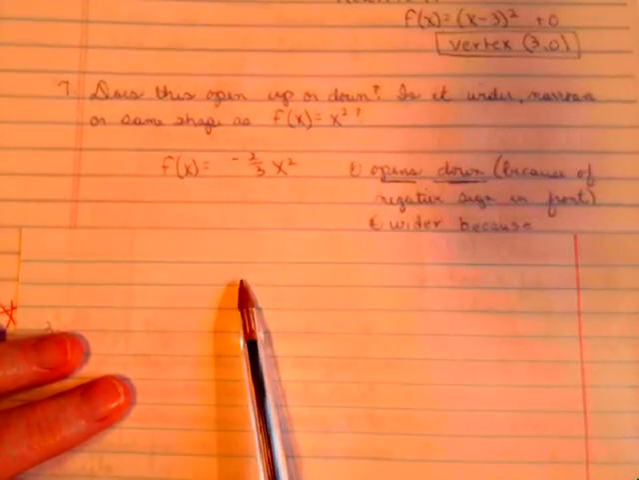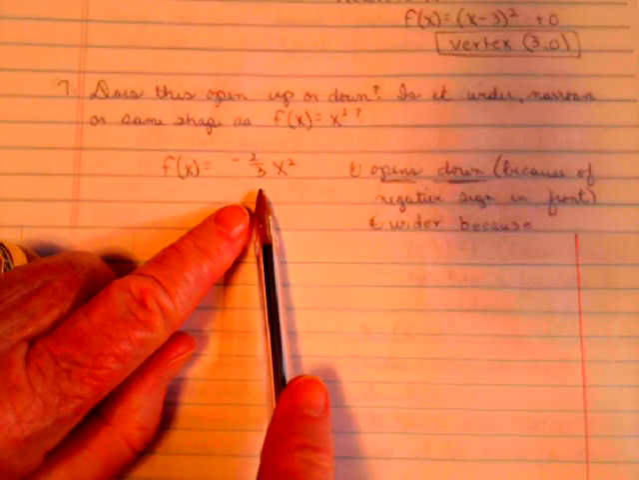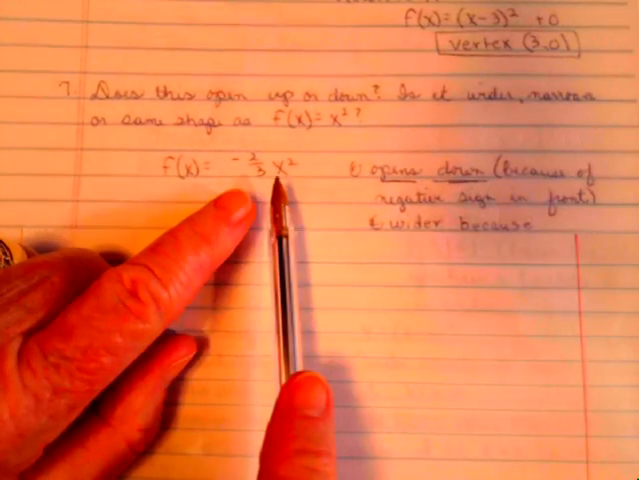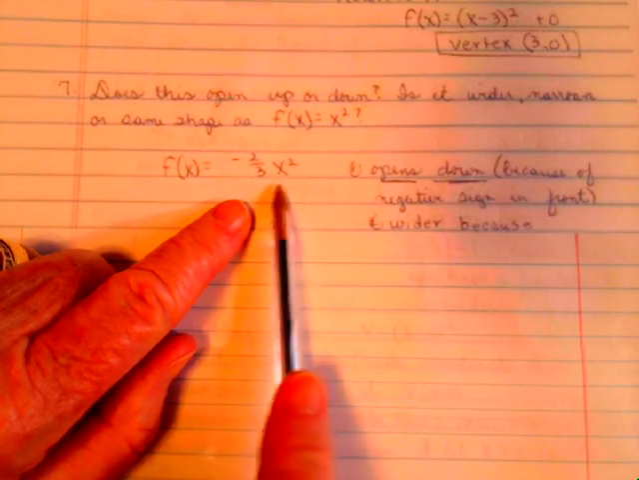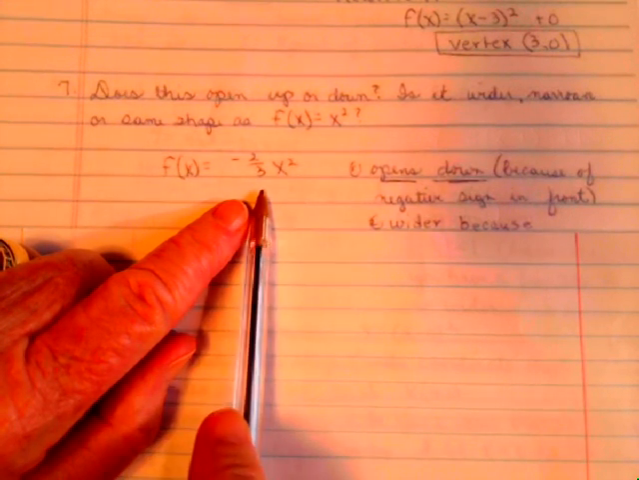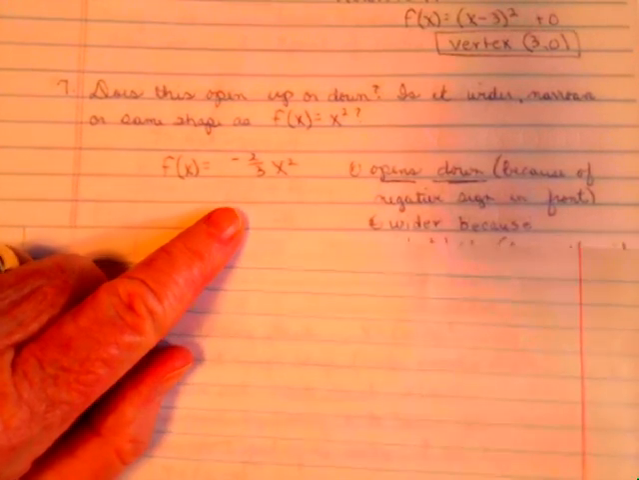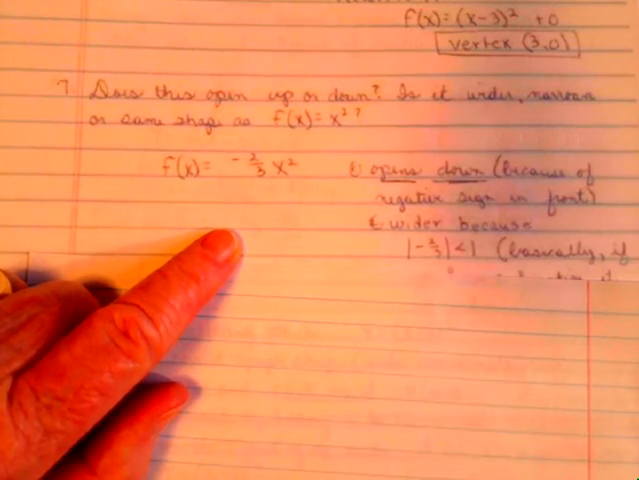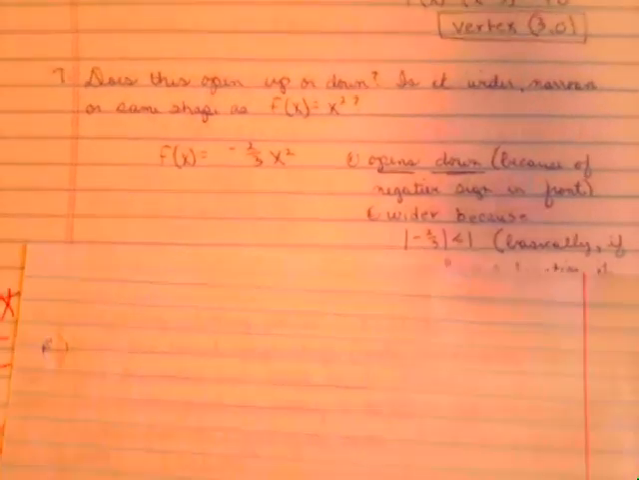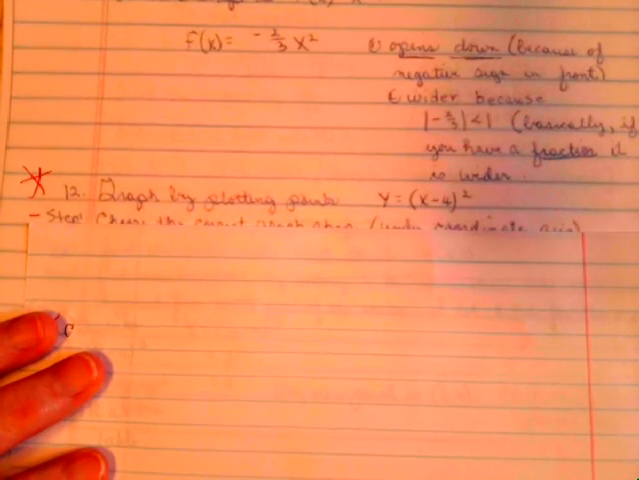Number 7. Does this open up or down? Opens down. Is it more wide or more narrow than y equals x squared? It is wider because the absolute value of negative 2/3 is less than 1. Number 12.